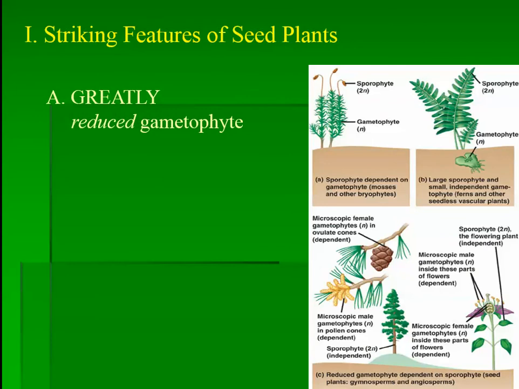Number one, they have a greatly reduced gametophyte. So again, we talked about the moss, and in the moss, the gametophyte was dominant. Then we talked about the ferns. Here, the sporophyte was dominant and the gametophyte was reduced, but it was still visible to the naked eye. Maybe this is an inch or two in diameter. But now, today, we're going to look at the seed plants. And the seed plants are absolutely microscopic.